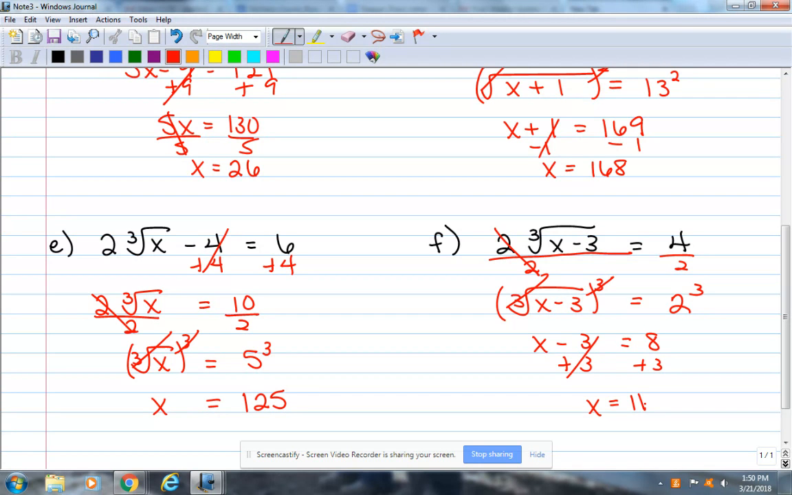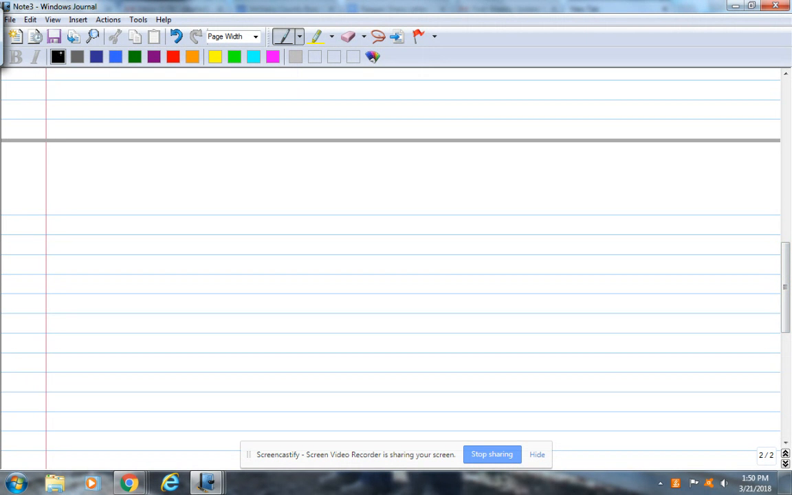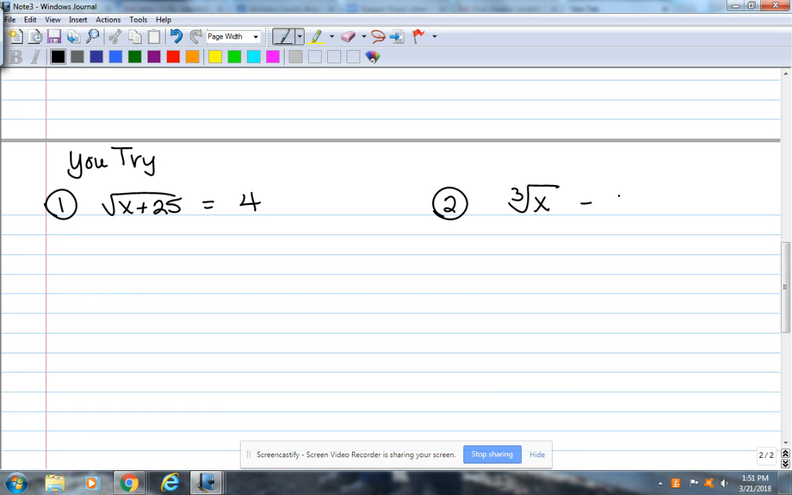Easy? Okay. Y'all try these problems on your own real quick, on your paper. Everybody needs paper and a pencil and needs to be doing these problems. 2 problems. So the first one is radical x plus 25 equals 4. And it's the cube root of x minus 9 equals negative 1. Solve them both for x, please.